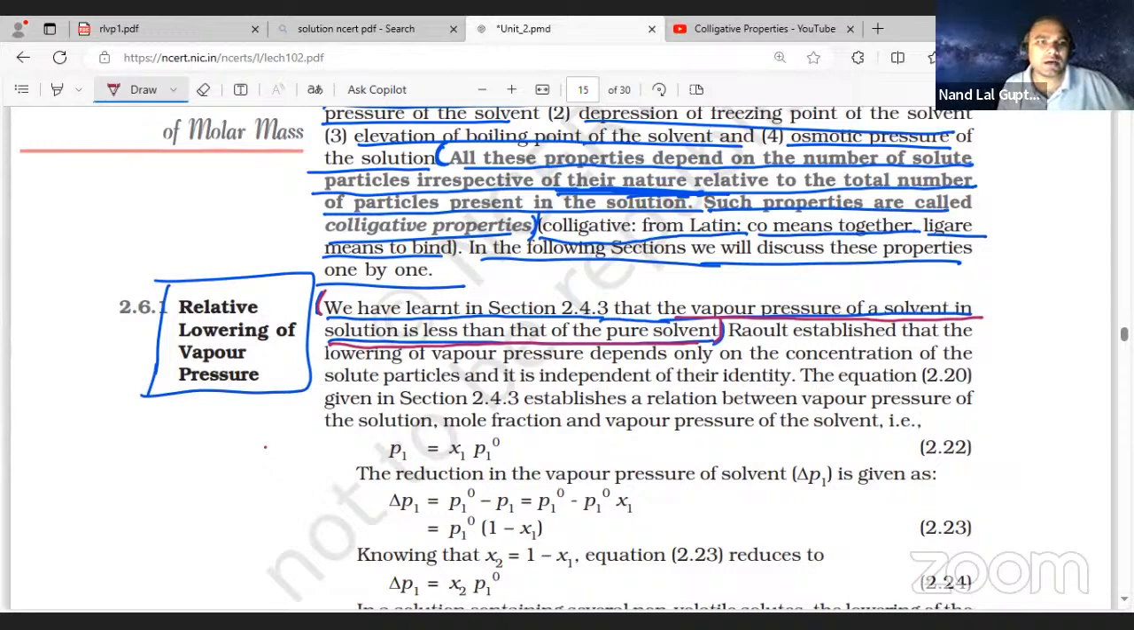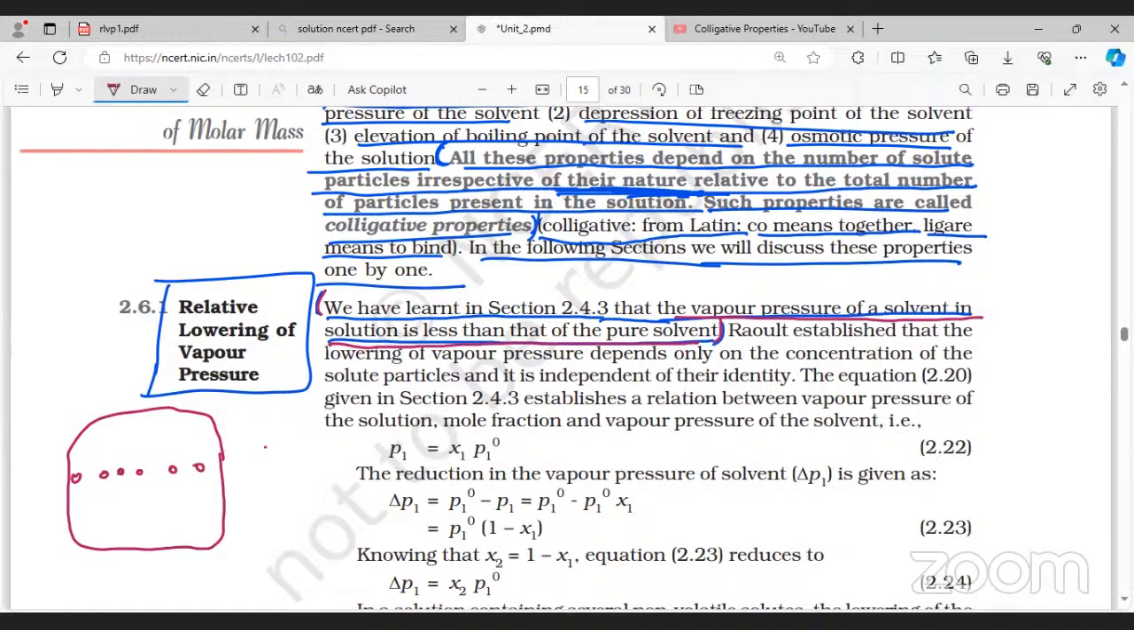When you are adding a non-volatile solute to the solution, the surface will also be taken up by the non-volatile solid solute. What will this solid solute do? This will decrease the vapor pressure. Yes or no? Yes, sir.